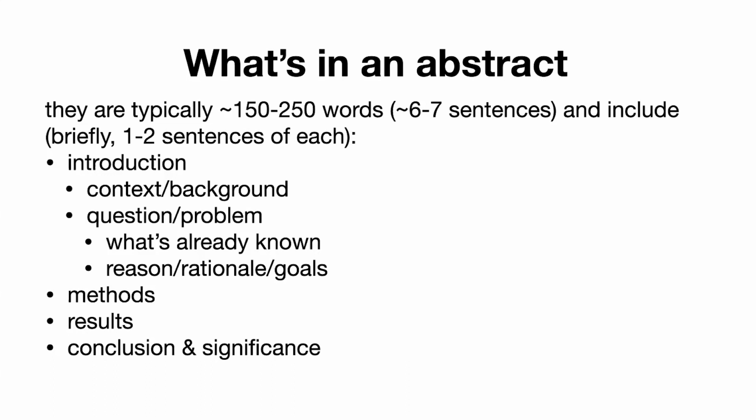Then you have methods. So what did you actually use in order to do this? You don't have to get really specific in the methods, but a broad overview of the methods that you used. Then you have results. What did you find? When we talk about results, we're not talking about putting in individual data points, but instead your key findings. If people want the actual data, well, that's what the paper is for, or however you're presenting your results.